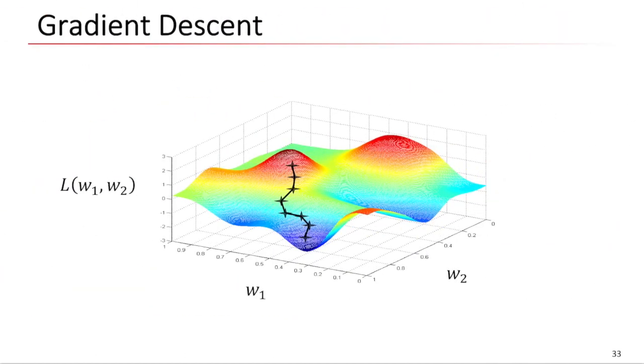Okay, let's see the example here. We have two variables, W0 and W1, okay? And we have a loss function here. Let's say W0 and W1 are here in three-dimensional space, something like this. We want to find the minimum value and minimum point. It looks like this, right?